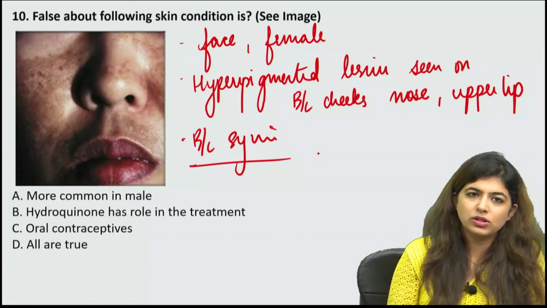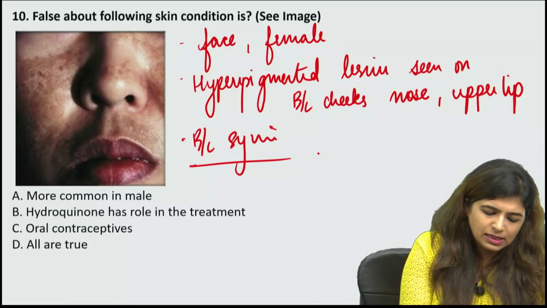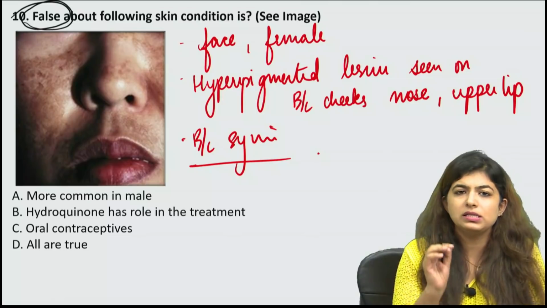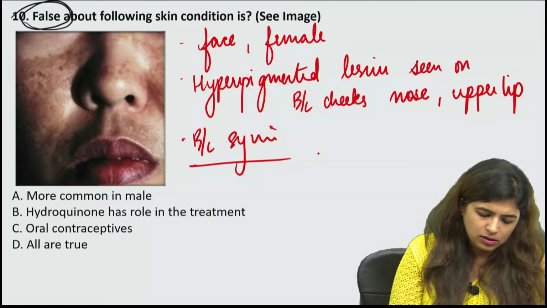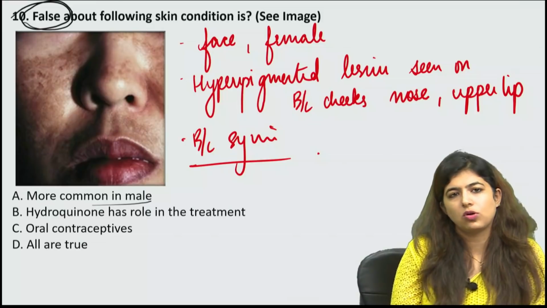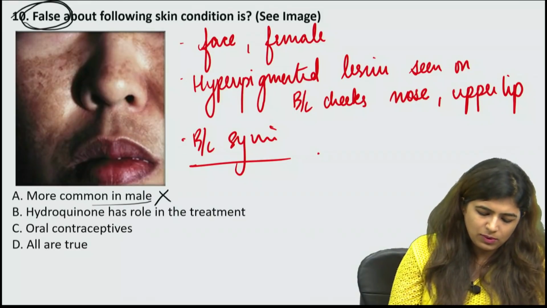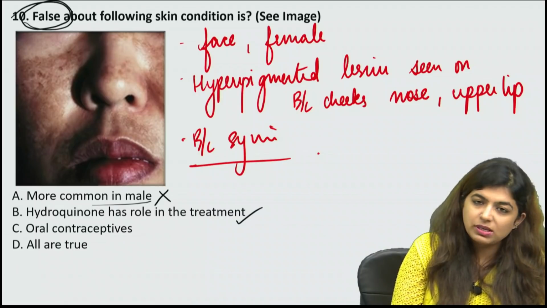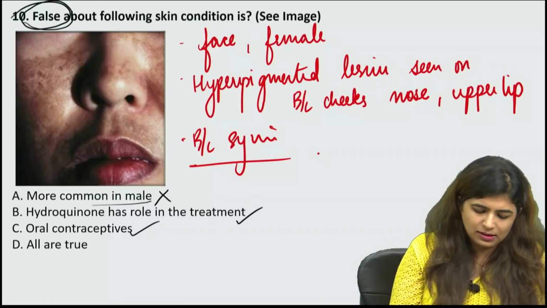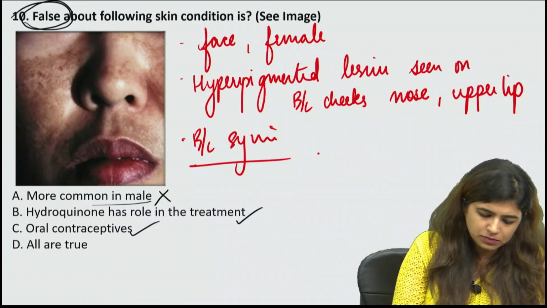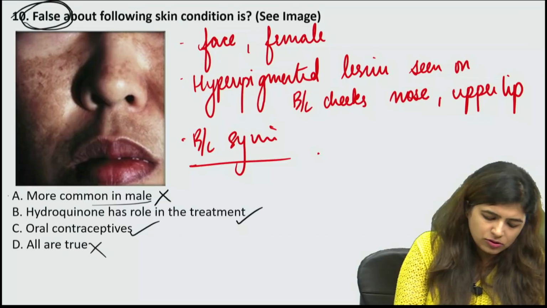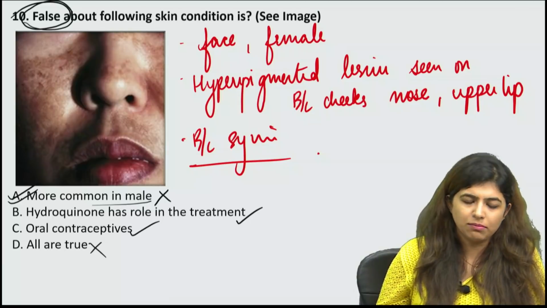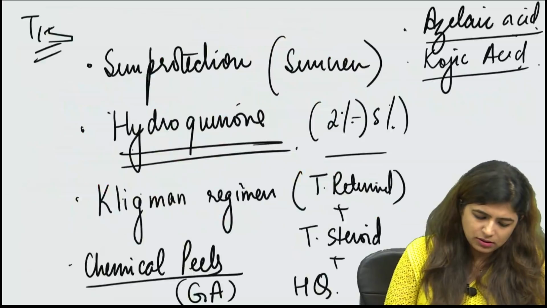Now let us come back to the question. See what it is asking. It's asking us what is false. So what is not true? Is it more common in the male? No, not at all. It is more common in the females. Hydroquinone has a role in treatment? Yes. Oral contraceptives are important? Yes. All are true? No. So the answer to this question is option A. It is more common in the males. Right? Good.